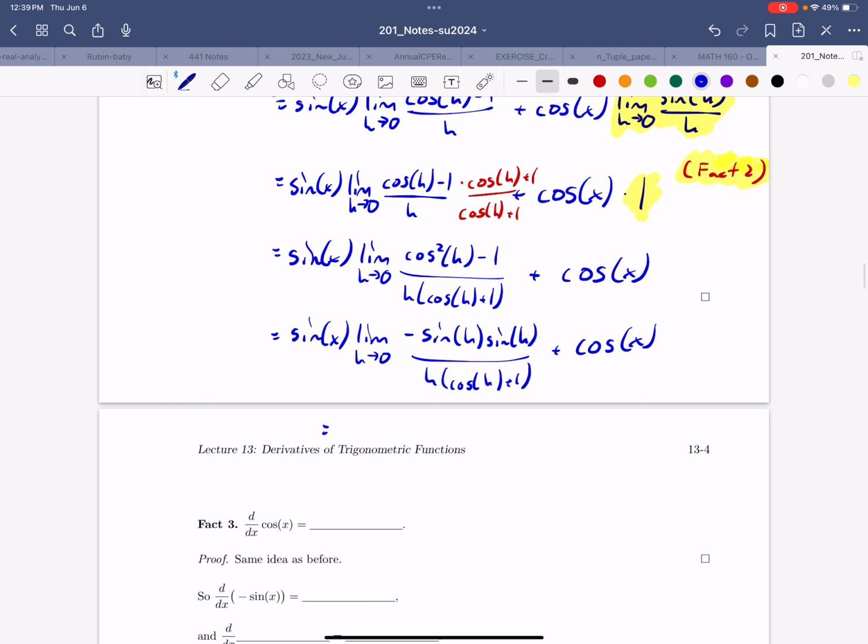Anyway, we're going to wind up getting this equals sine of x times the limit as h approaches 0 of negative sine of h over h times sine of h over cosine of h plus 1, and then separately plus cosine of x. Okay, now we know that this goes to 1 by fact 2, and this goes to 0. So all of this nonsense winds up equaling cosine of x. Whew. Done.